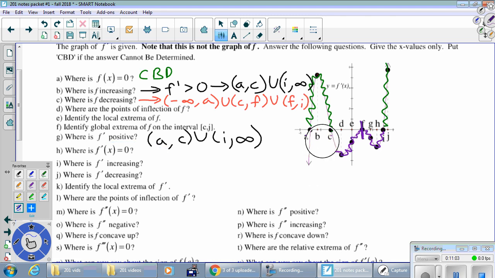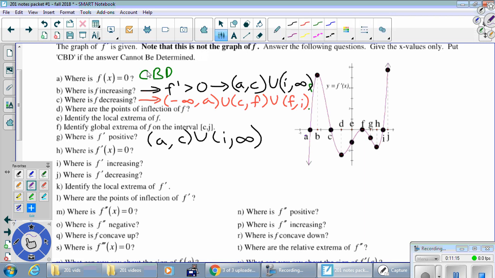Okay, so let's erase some of this stuff carefully here. And then let's take a look at part D. Where are the points of inflection of f? Okay, let's make our translating here. Points of inflection of f have to do with where f double prime changes sign. I'm going to simplify that a little bit and say it's where f double prime is 0. That's not 100% accurate, but for our purposes, it's probably good enough. So we're looking for places where f double prime is 0. I'm going to write this in kind of a funny way. F double prime is really the same as f prime prime.